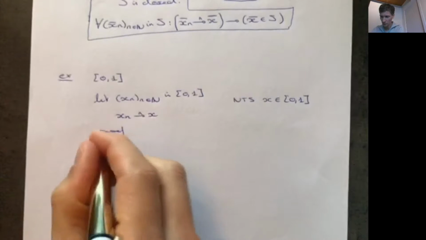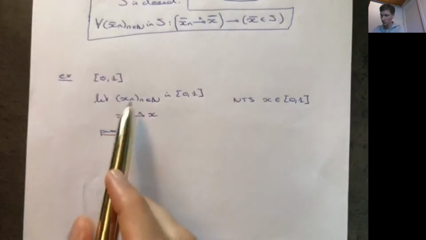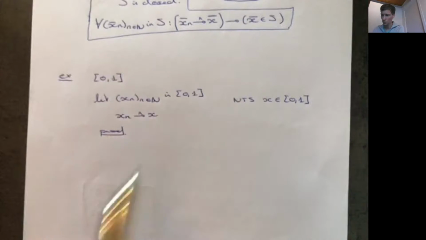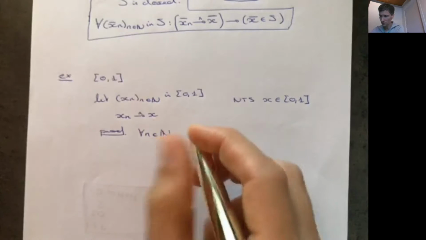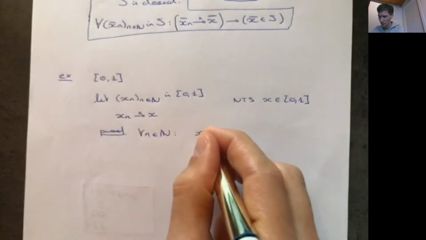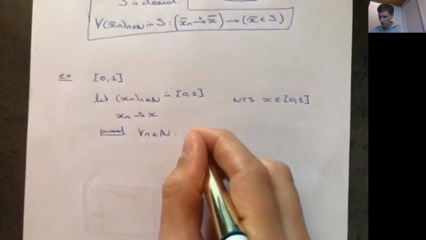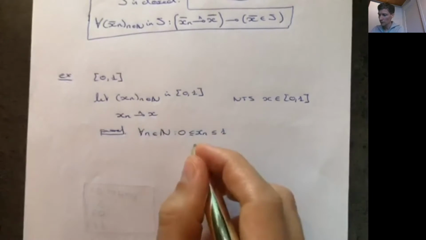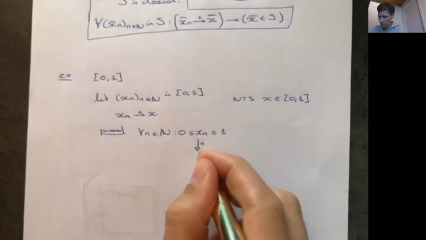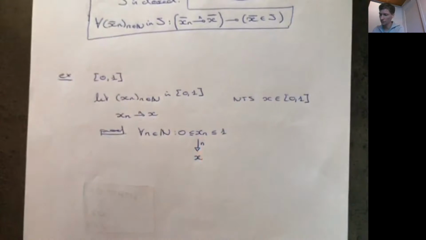Okay, so how do we do it? Well, let's make a small proof. So what do we know? We know that the entire sequence is in [0, 1]. This means that for all n, xn is less or equal to 1 and xn is greater or equal to 0. That's the definition of the closed interval [0, 1]. And we also know that xn converges to the number x.